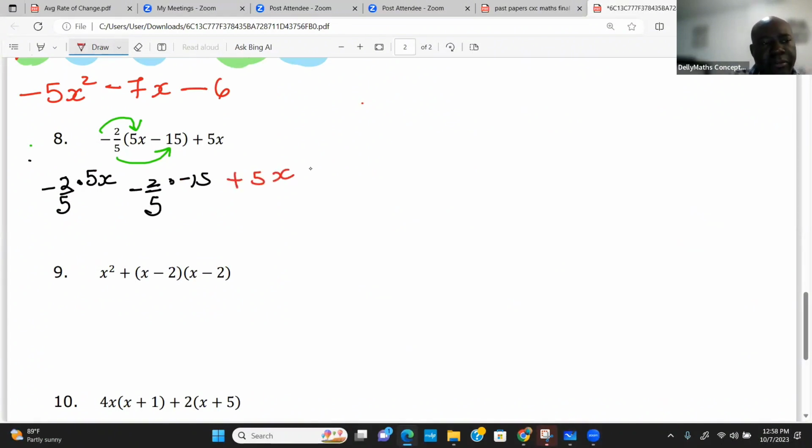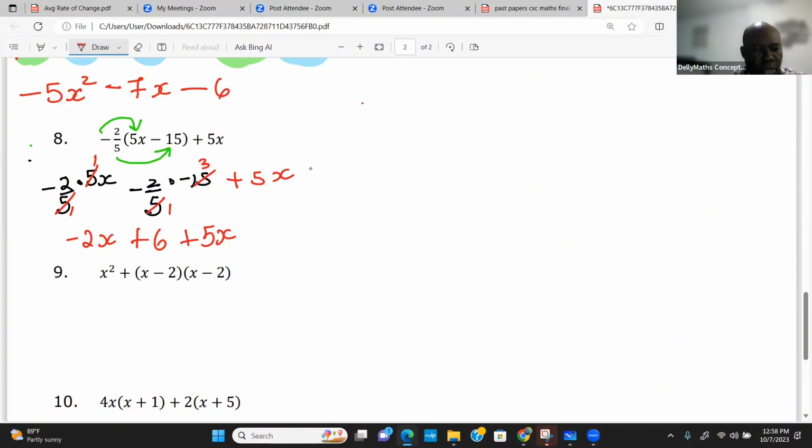So let us kind of simplify. I could simplify this. The x term I have here is -2x. I could cancel this. 5 into 5, 1. 5 into 15, 3. So this is going to give me -2 times -3, +6. And then there is a 5x at the back.